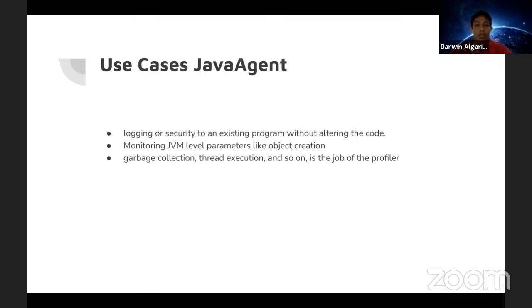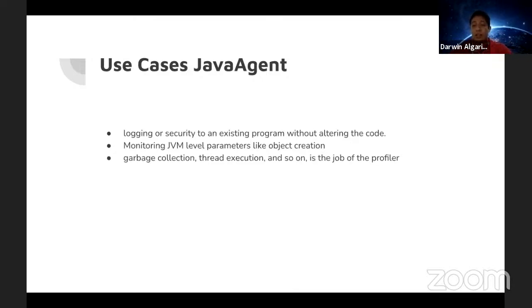Use cases of a Java agent, or when it's necessary to use a Java agent. When we want to add logging features or security features to our app, and we don't want to modify the source code of the app, we could use a Java agent to add that feature. Also, we could log all the parameters that our application is receiving at any time with Java agents.